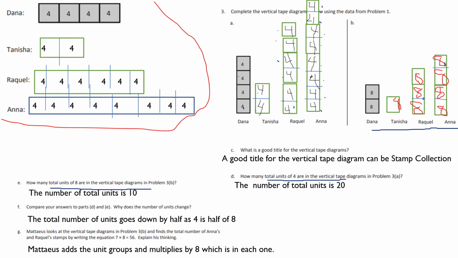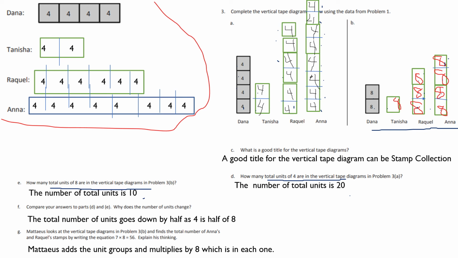That's units of 8. Let's count them. 1, 2, 3, 4, 5, 6, 7, 8, 9, 10. Total number of units? 10. Simple still. Compare the answers for part D and E, and why did the units change? Well, if we look, we had 10 and we had 20, and the total of units goes down by half. 10 is half of 20, 4 is half of 8.